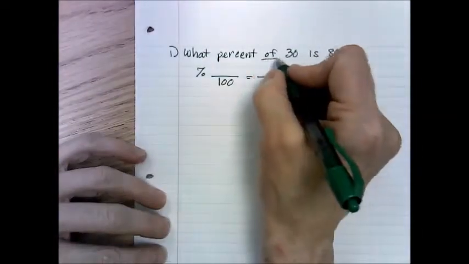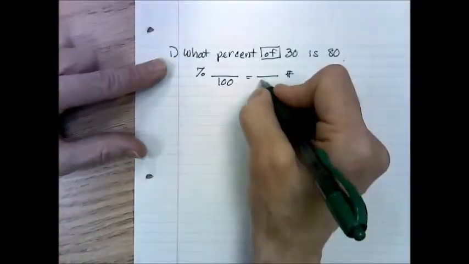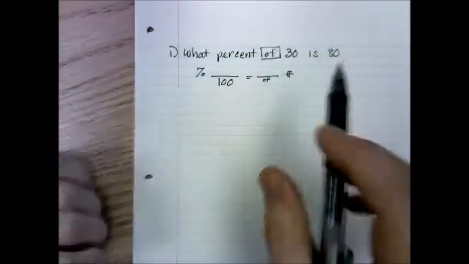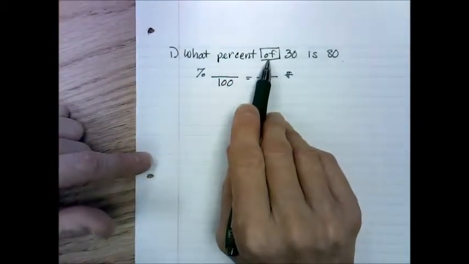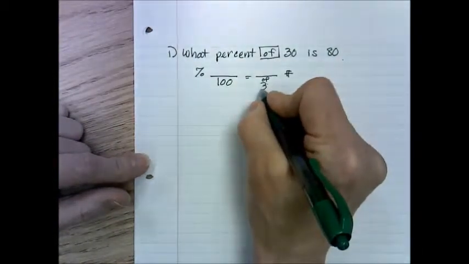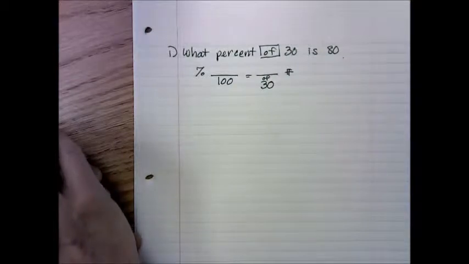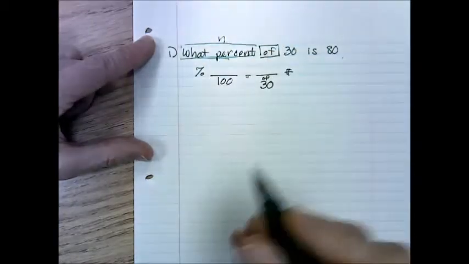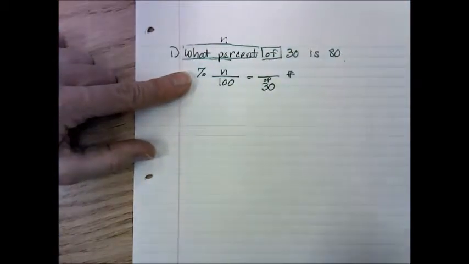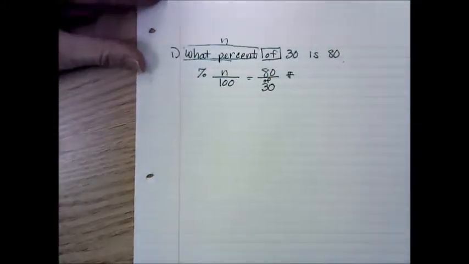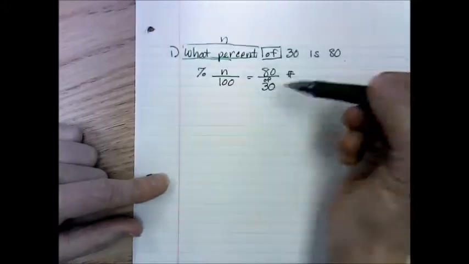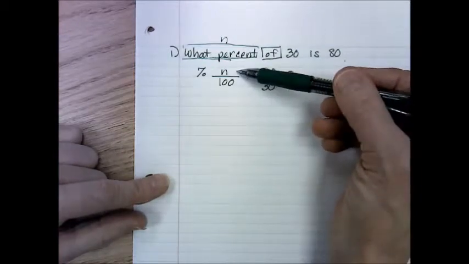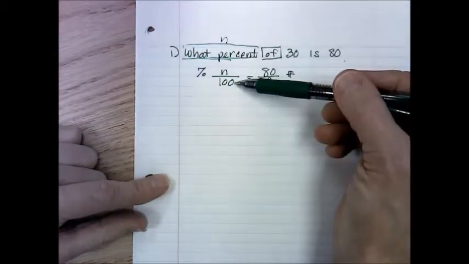So what percent of 30 is 80? Well, one of the key words in this setup is the word of. We can put the word of down here in our denominator, and most of the time, the number that follows the word of is also the number that goes in the denominator. So 30 would be down here in the denominator. Here it says what percent? Well, what percent is our missing value, n? So our percent is the missing value, and 80 is the number that goes here in the denominator. Notice in our second ratio, the numerator is greater than the denominator, so our percent has to be greater than 100.